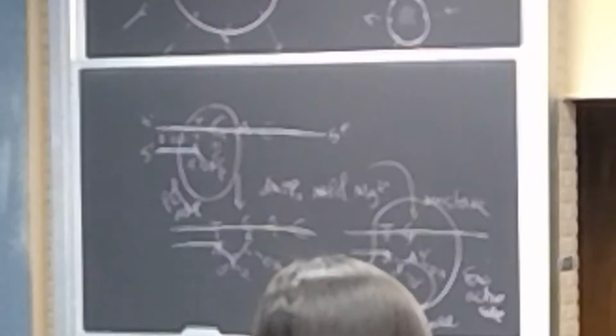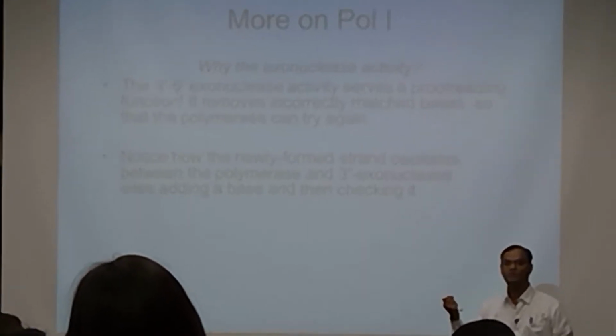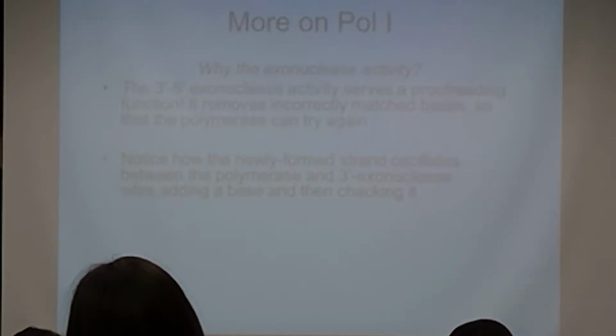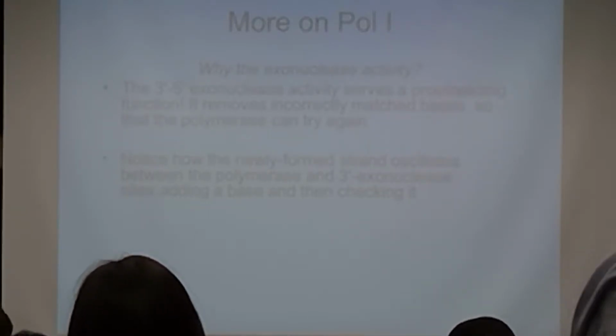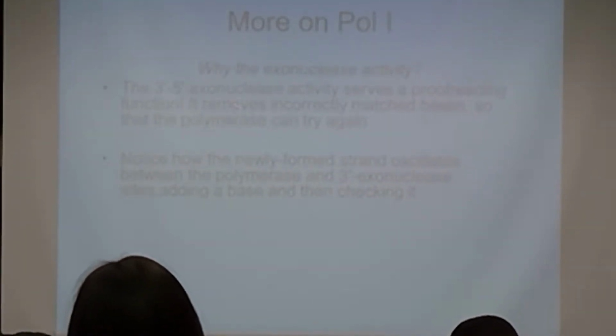Is melting just caused by mismatch? Yeah. So melting, yeah, mismatch means it does not pair, correct? Whenever there is a mismatch, a lot of biochemical experiments have been done, and proofreading activity was high. So it is the mismatch which is recognized, because there is no other way it can recognize, correct? Okay, so 3' to 5' exonuclease activity serves as a proofreading function. It removes the incorrectly matched bases so that the polymerase can try again. Does it make sense? Yes or no?